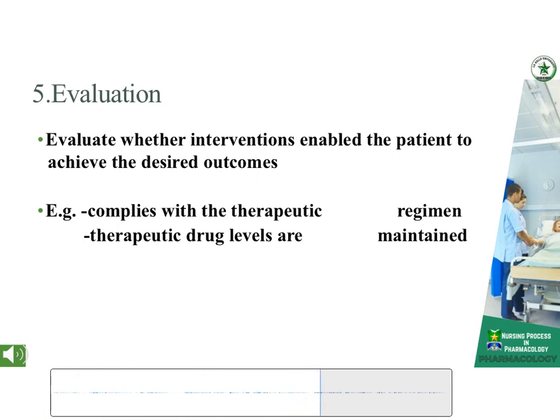So, evaluation is accomplished by analyzing the data collected. I-analyze nimo ang na-collect na data following implementation. These steps complete the initial cycle of the nursing process and provide the basis for beginning the cycle anew.